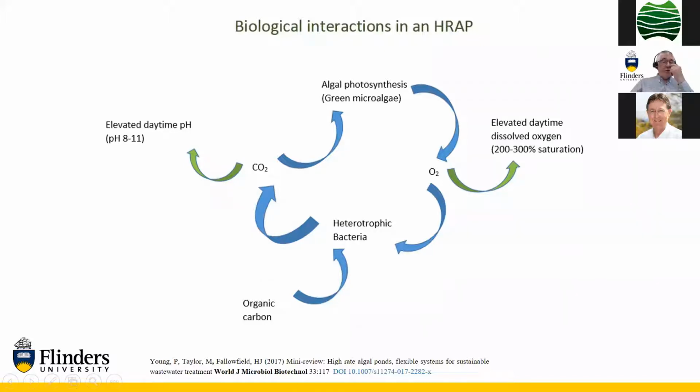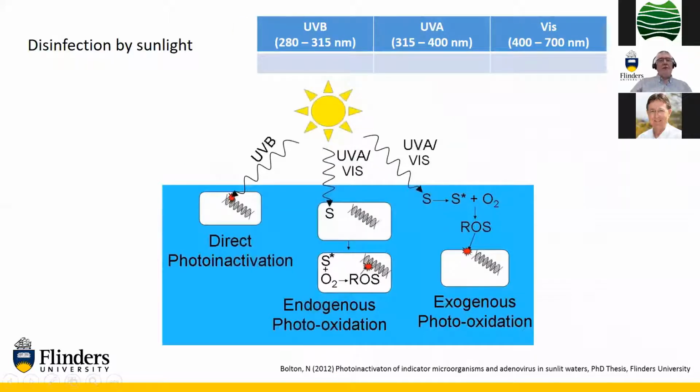And of course, when you use carbon dioxide, you elevate the pH of the water, and daytime pH values can be up to 8 to 11. This combination, mediated by algae and bacteria, of a very high pH and a very high saturated dissolved oxygen level leads to reactive oxygen species, which will also start to damage cell membranes and cause increased inactivation and cell death. So when we're talking about UV, we're looking at UVB in the short wavelength, UVA, and visible light, 400 to 700 nanometers is what we measure.